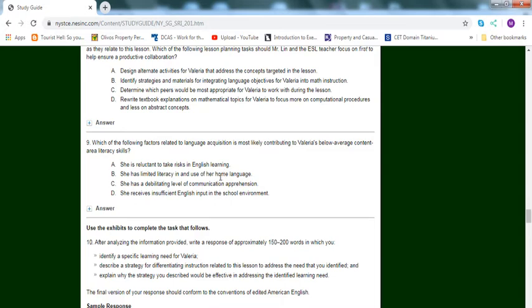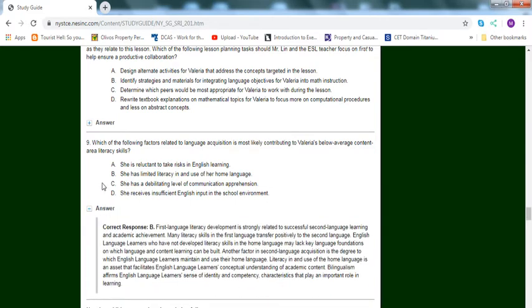Then they will let you know in the passages what issues she's having, and whichever answer you choose, obviously this answer is going to be B. She has limited literacy in and use of her home language, and you could see from the passages if this is the answer or not. Like I said again, the questions are meant for you to choose the best answer. All of them might look good, but which one is the best one out of all four of them?